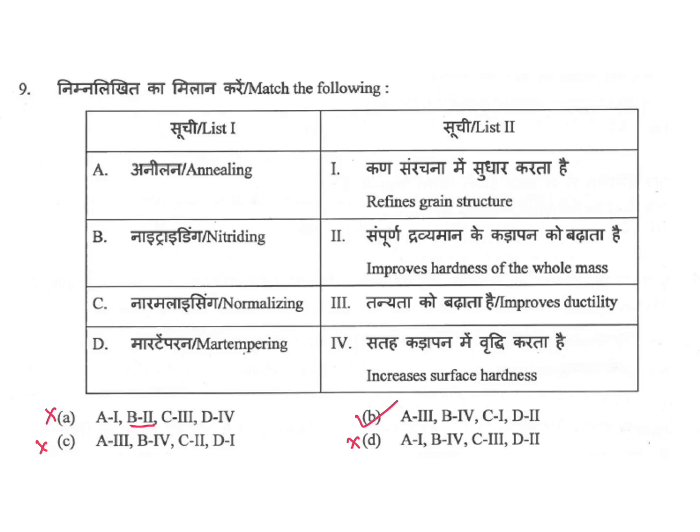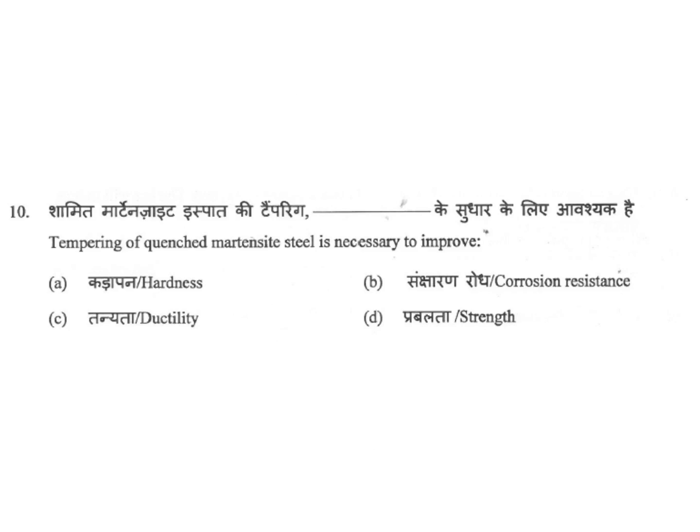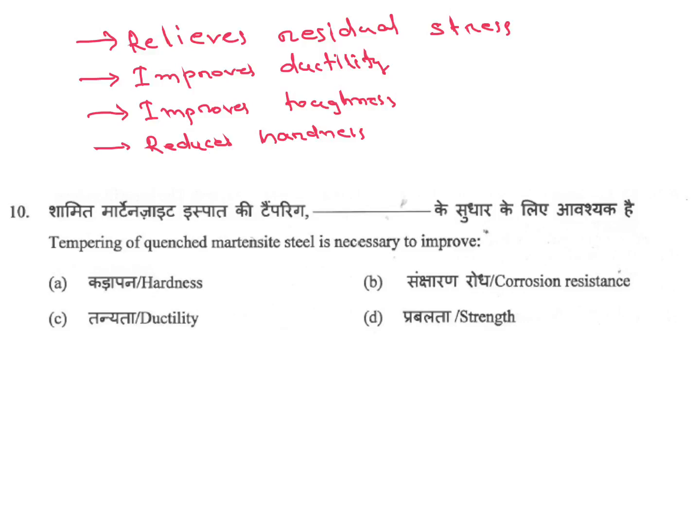Tempering of quenched martensite steel is necessary to improve: A. Hardness, B. Corrosion resistance, C. Ductility, D. Strength. So tempering we are doing. From austenite, if you do hardening, we will get martensite. Then again reheating and cooling, we will do tempering.